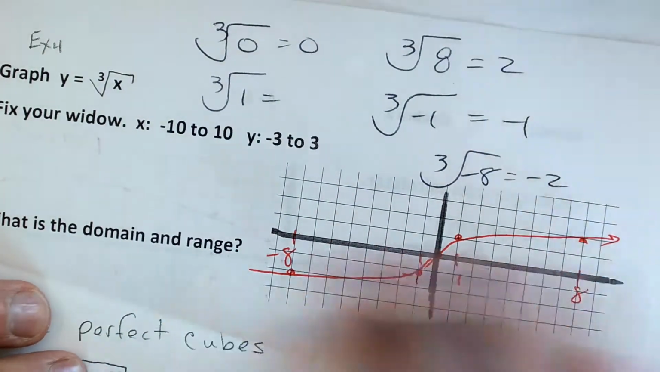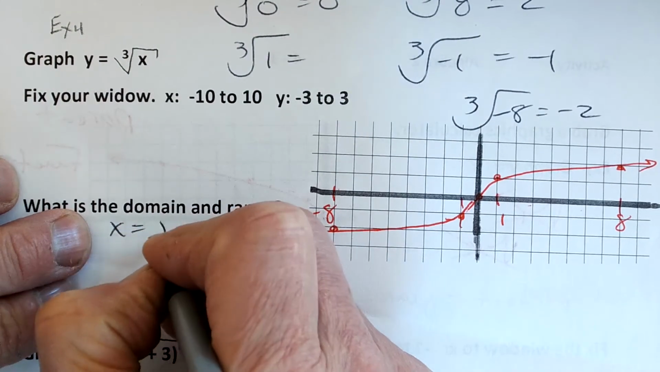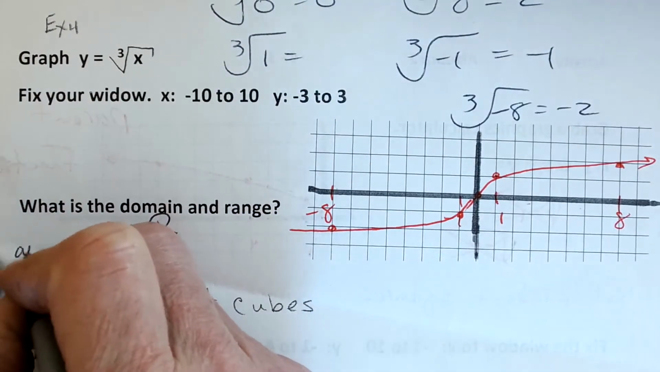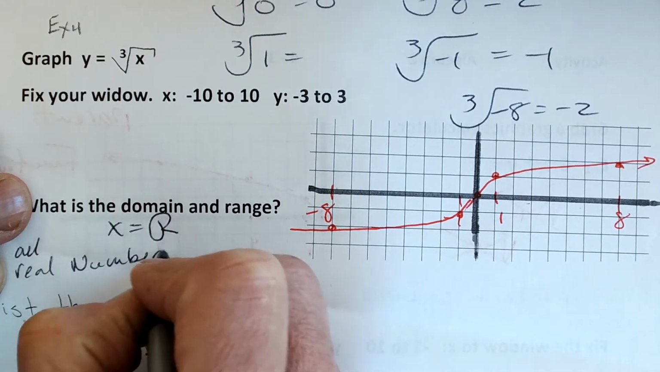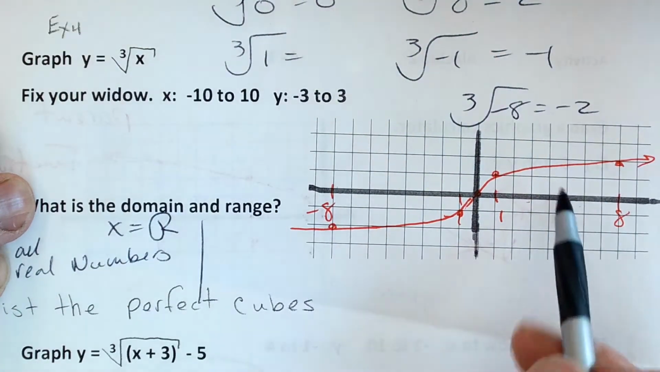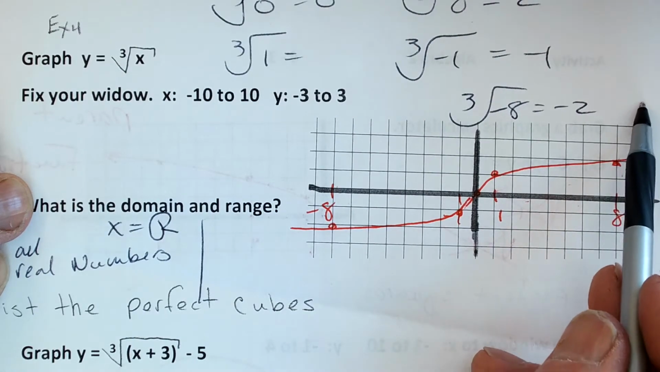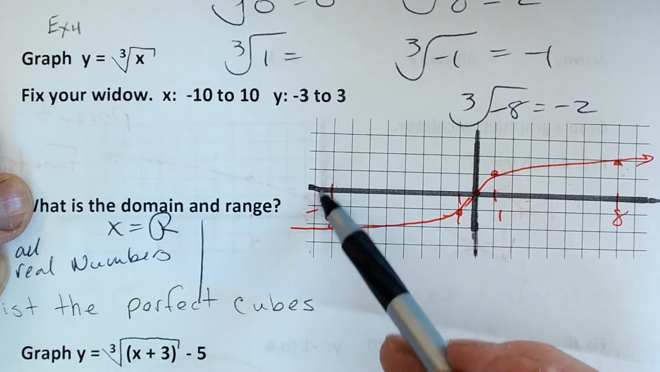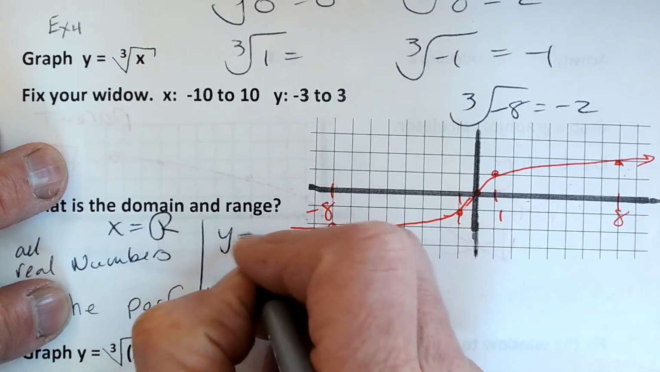Okay, now, domain and range. Well, it's forever wide. All x values can be included. So my domain is x equals all real numbers. That's a symbol for all real numbers, cursive R. And the range, well, it is going up, and it goes up forever. It's always going up, and it is going down. It's always going down forever. So the range is also all real numbers.